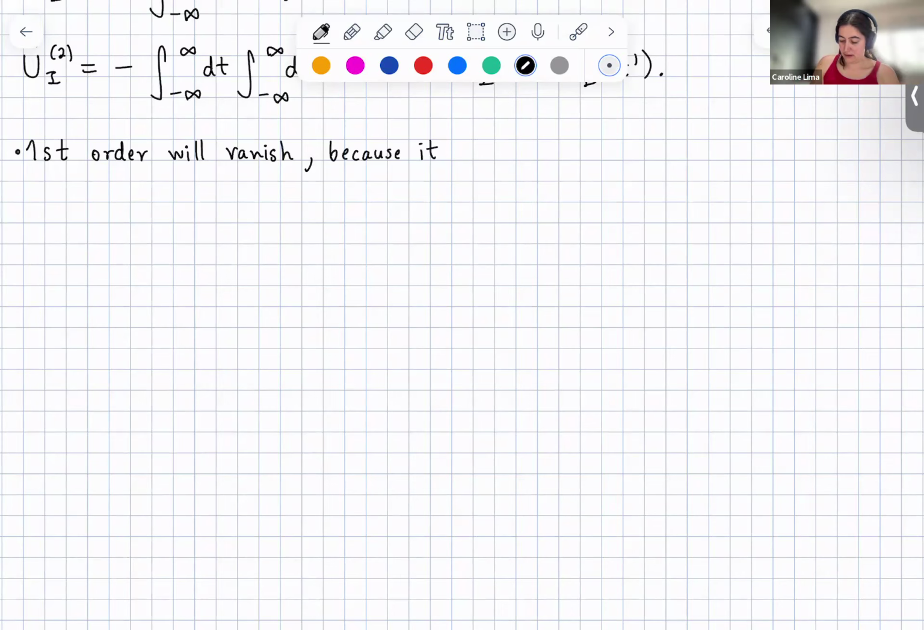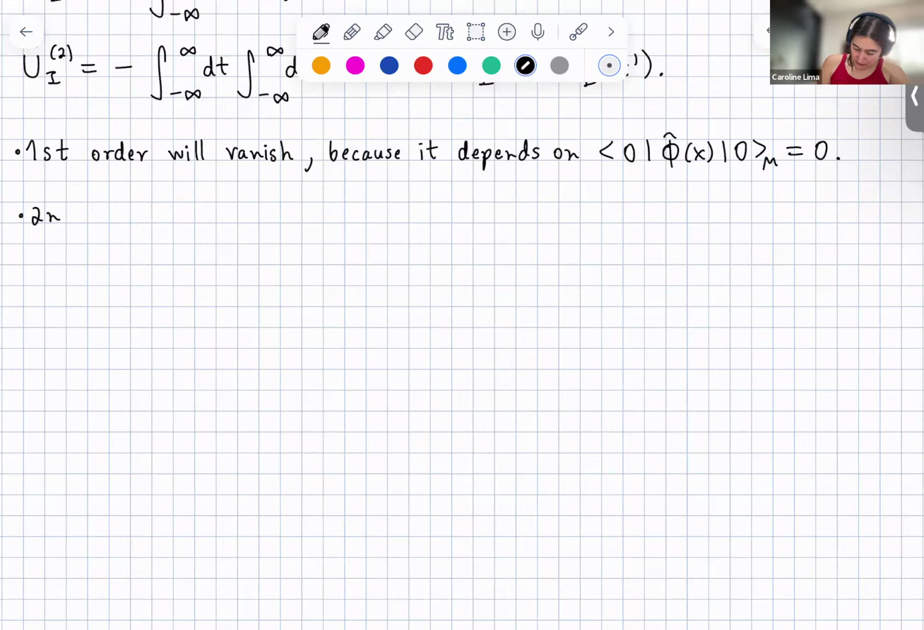Because it depends on the 1-point correlator. It depends on this for the Minkowski vacuum, which is zero. Now let's try to compute the second order contributions.